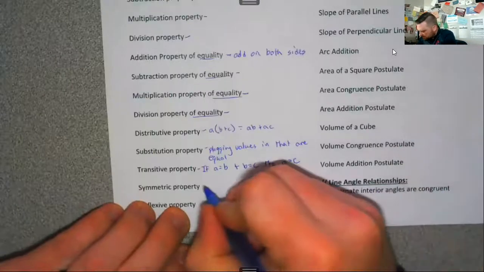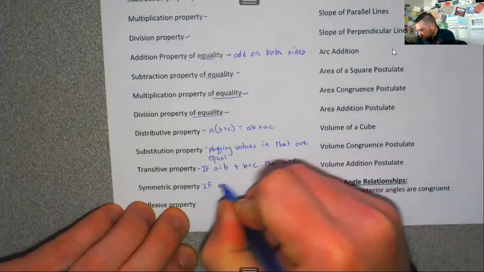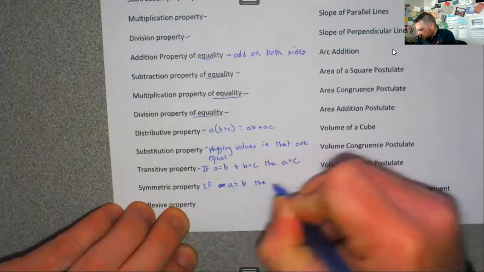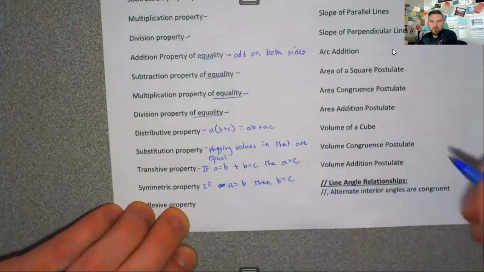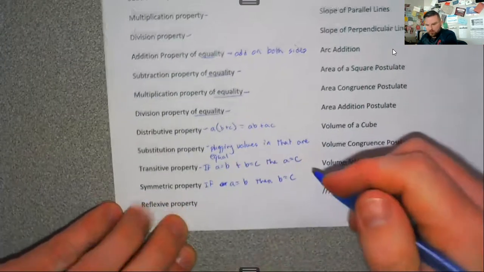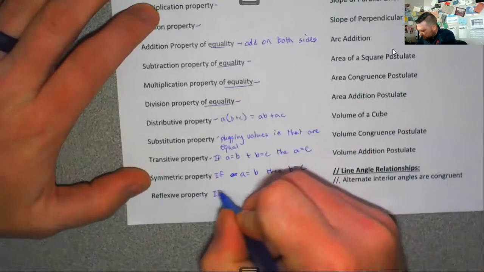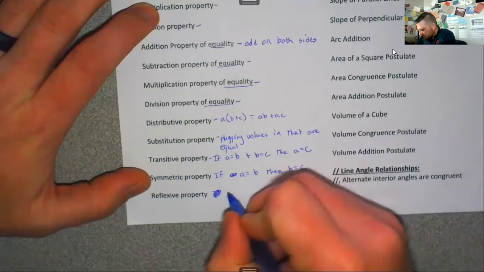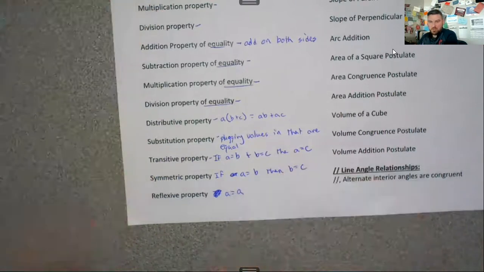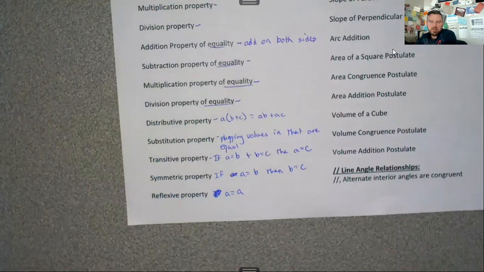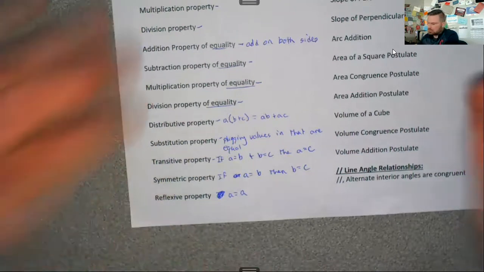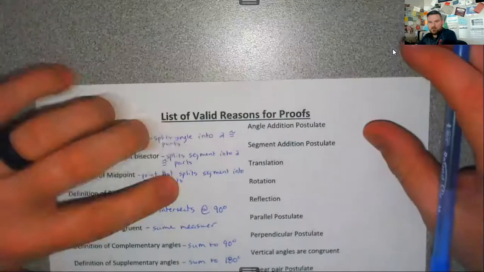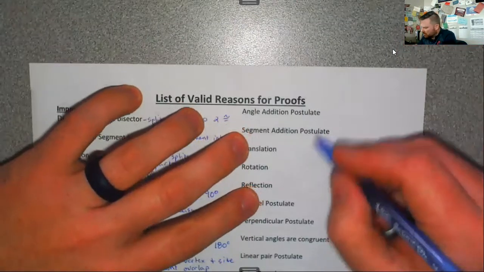Symmetric property, if A equals B, then B equals A. Okay, symmetric, it's the same backwards and forwards. Reflexive property, that's just saying that A equals A. The same thing is congruent to the same thing. And we'll use that a lot when we get to triangles and things that are shared among two shapes. Okay, so reflexive is just like you looking in the mirror, you see yourself. It's the same thing. Angle addition property and segment addition property we've used before.